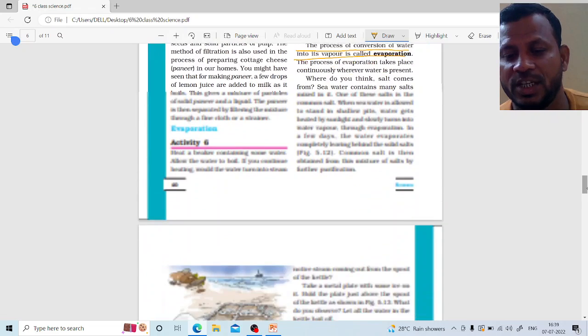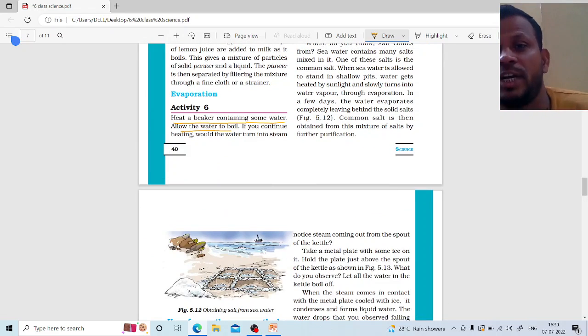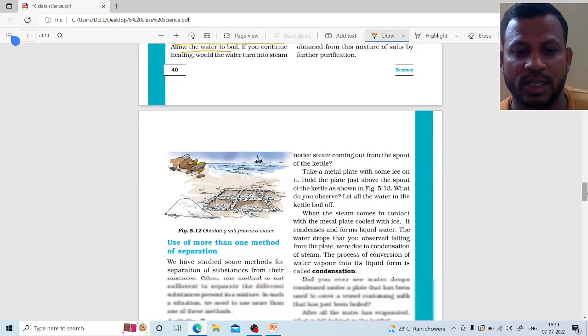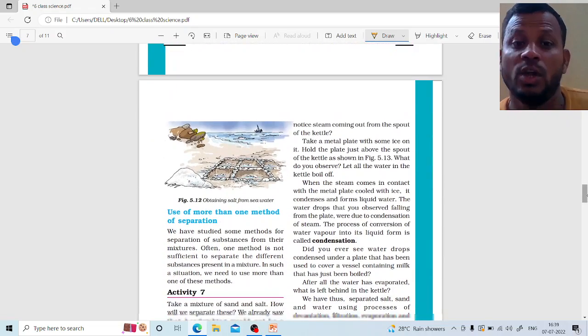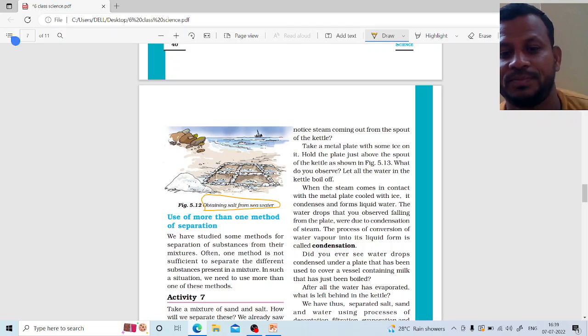This is also one type of method we use in our day-to-day life to separate materials or substances. And second, evaporation is the method used in the preparation of salt at the seas.